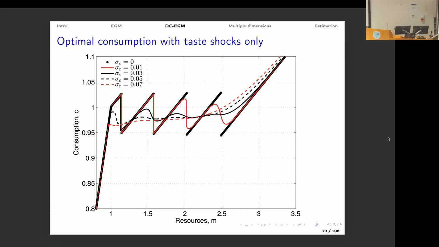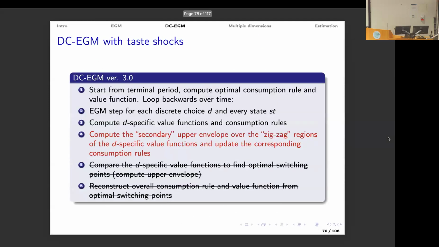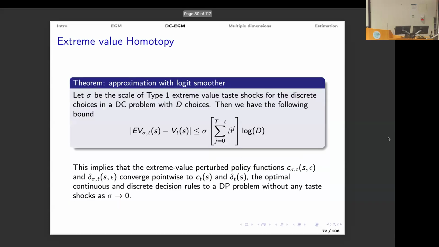Important thing here to notice is that there are still sharp declines or even discontinuities that can be present. And therefore, looking at the algorithm, this step where we calculate the secondary envelope and get rid of the suboptimal points is still very important. They can appear.